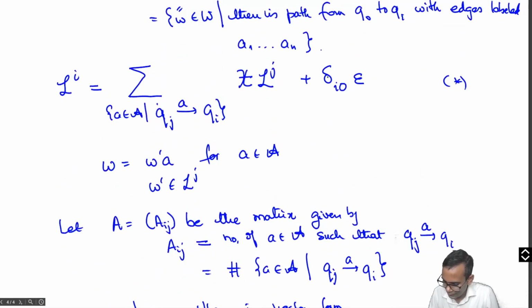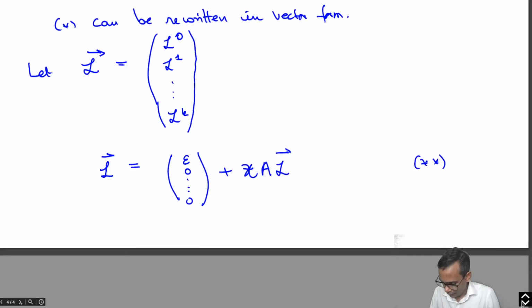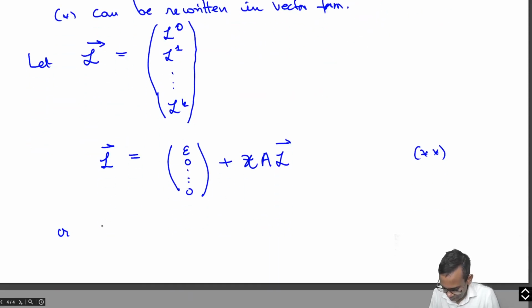This is saying that L0 is epsilon. So maybe I should call this L0. We have to start with the state, L1 up to Lk. Okay. We can rewrite this as I minus xA, where I just means the identity matrix, times L is equal to epsilon 0 0 0.